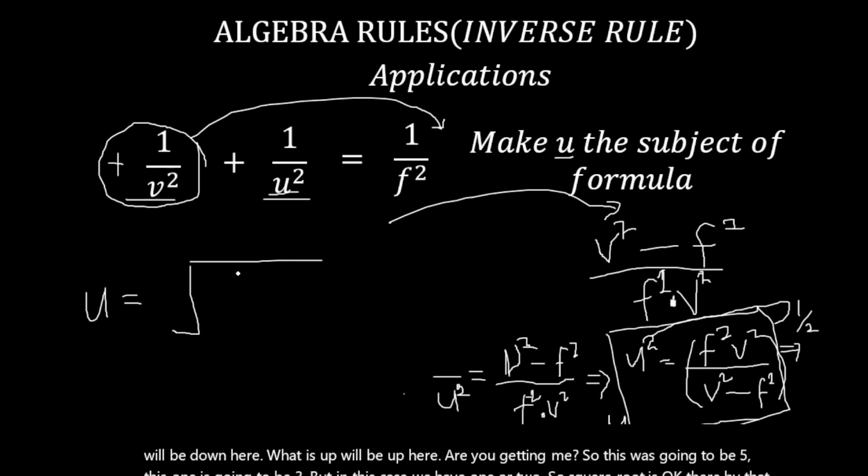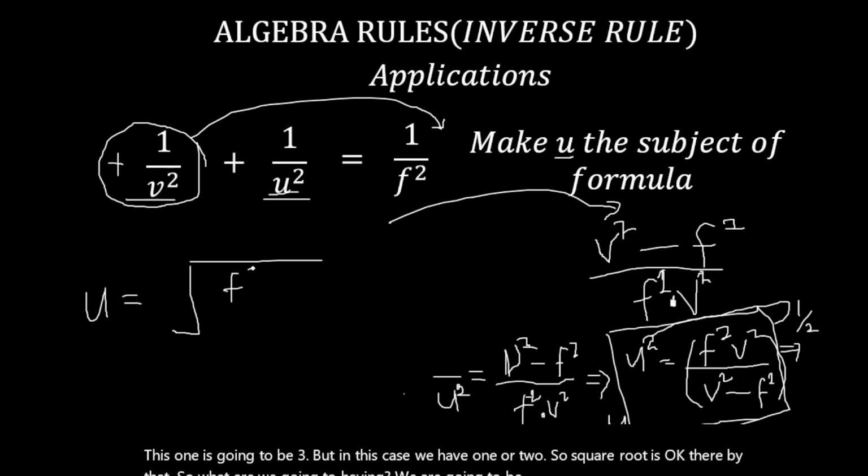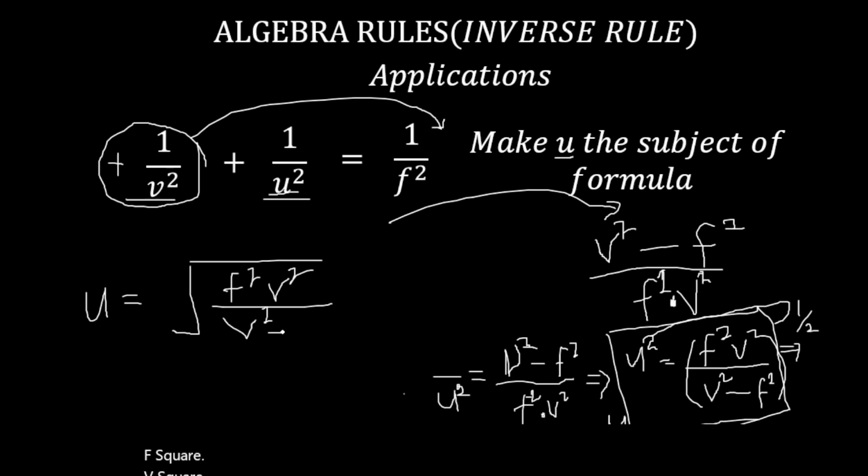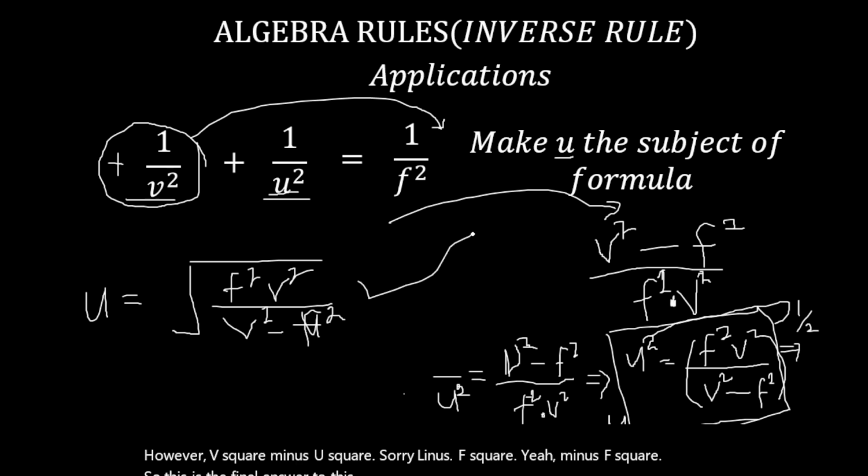So what are we going to be having? We are going to be having f square v square over v square minus u square minus f square. Yeah, minus f square. So this is the final answer to this question. And we are able to solve this problem by applying the inverse rule of algebra. So this is the importance of the inverse rule of algebra in mathematics.